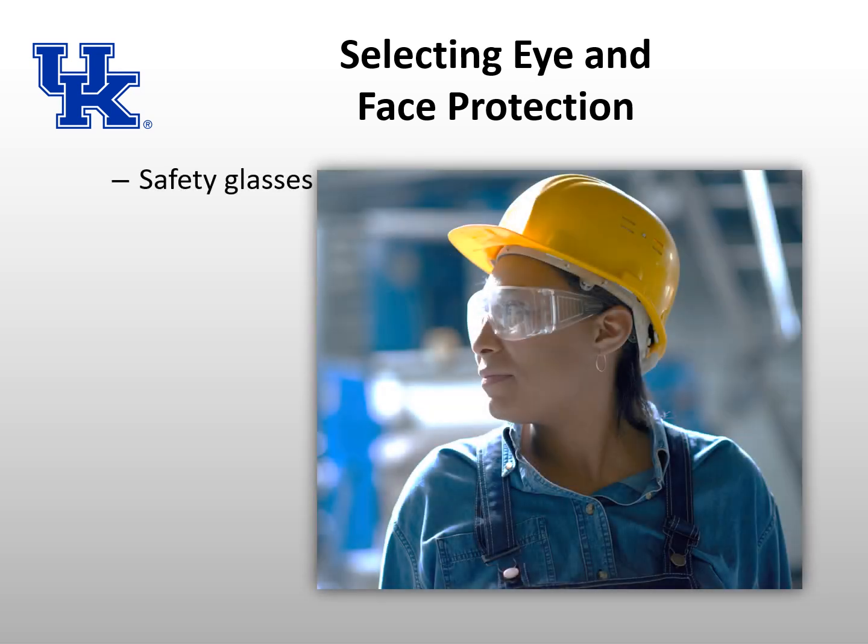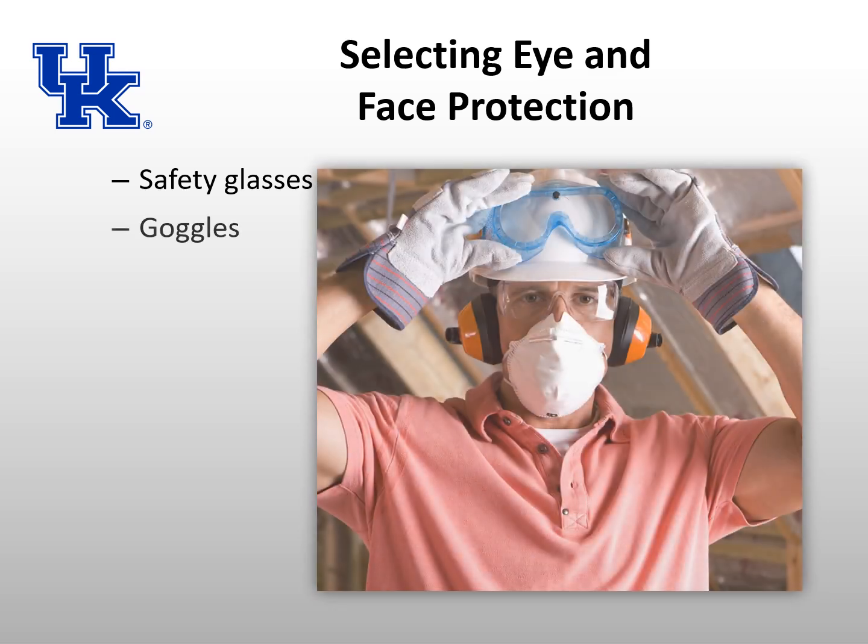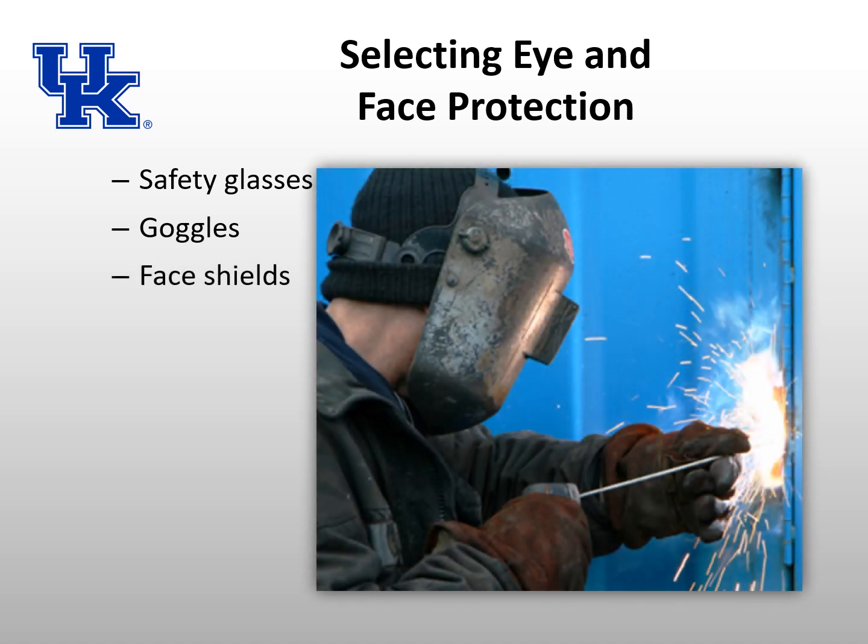Safety glasses with side protection are designed to protect against flying objects, such as metal or wood chips. Goggles protect the eyes against flying objects and from floating dust, hazardous liquids, gases, and vapors. Face shields are needed to protect against splashes, hot slag, flying debris, and molten metal. The face shield that is selected should be specific to the hazard.